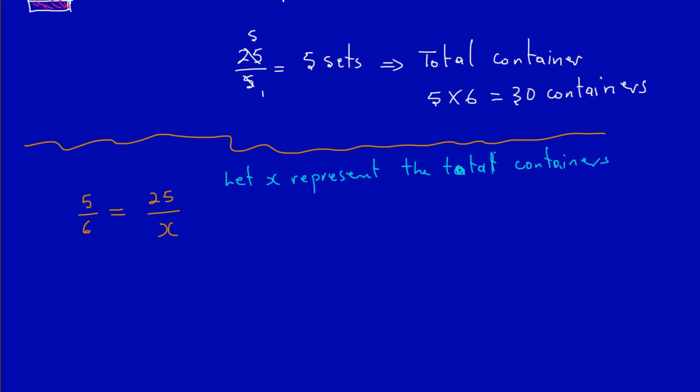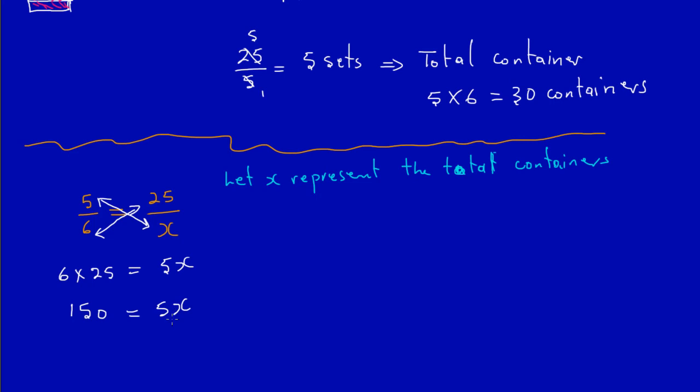Okay, so let me change my color. When we have a fraction like this in an equation, we could just cross multiply to solve for the value of the variable, which is the letter x. So I could say 6 times 25, and that would be equal to 5 times x. 6 times 25 is equal to 150. So there I have 150, and that is equal to 5x.